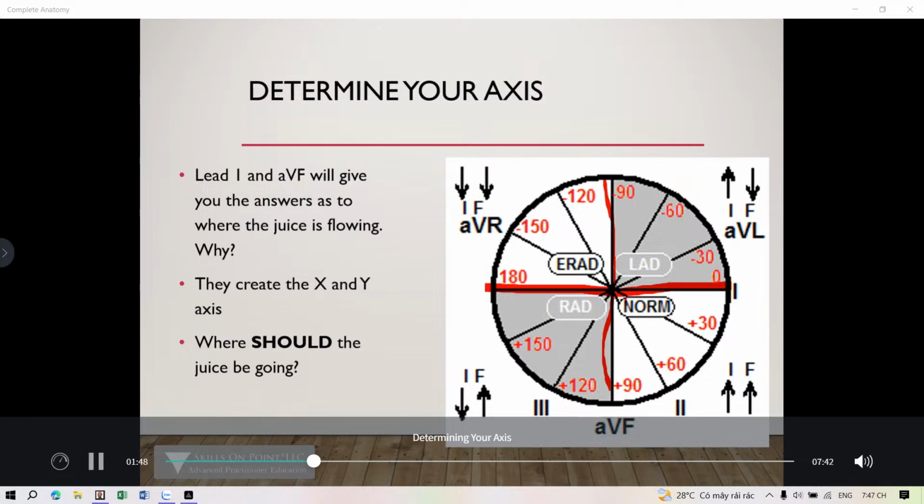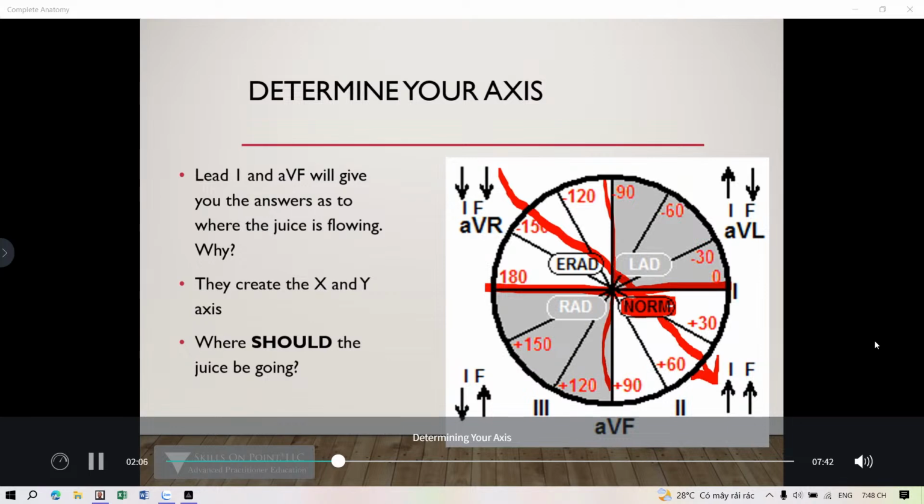And down here you'll see it says norm. This is the normal axis. This is where your mean electrical vector should end up. And so that's to say that your heart is going to generate your mean electrical gradient going in that direction, that arrow showing towards the 3 o'clock to 6 o'clock position.